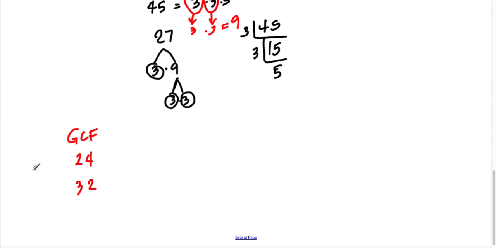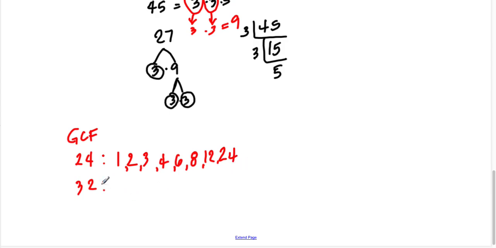Okay, so let's find the factors of 24. Factors of 24 will be 1 times 24, which is 24. 2 times 12 is 24. What else? 3 times 8 is 24. And 4 times 6 is 24. Okay, so these are all the factors of 24, and we are using the listing method.